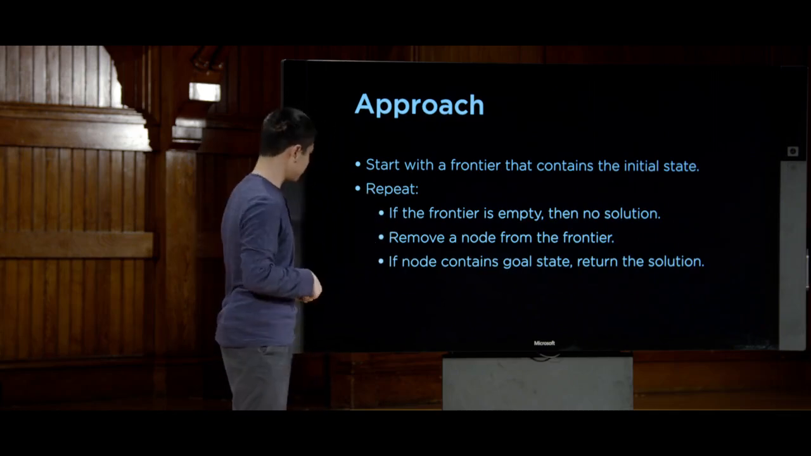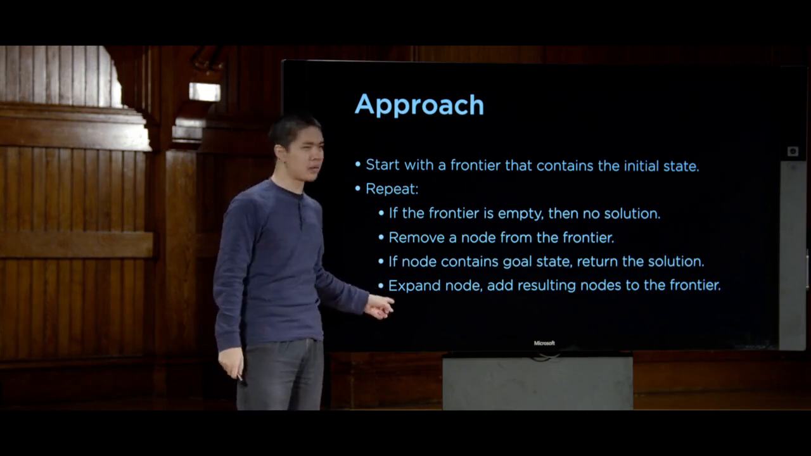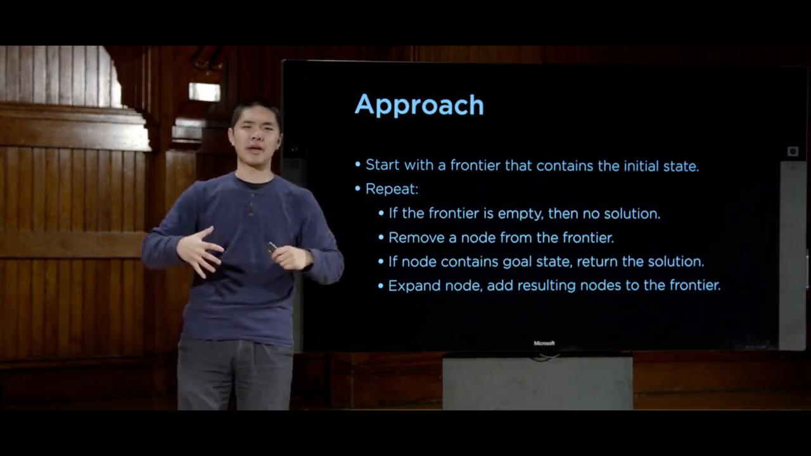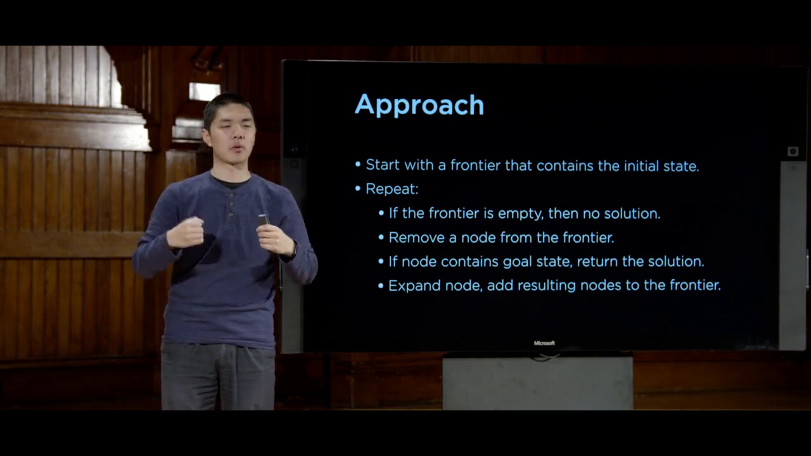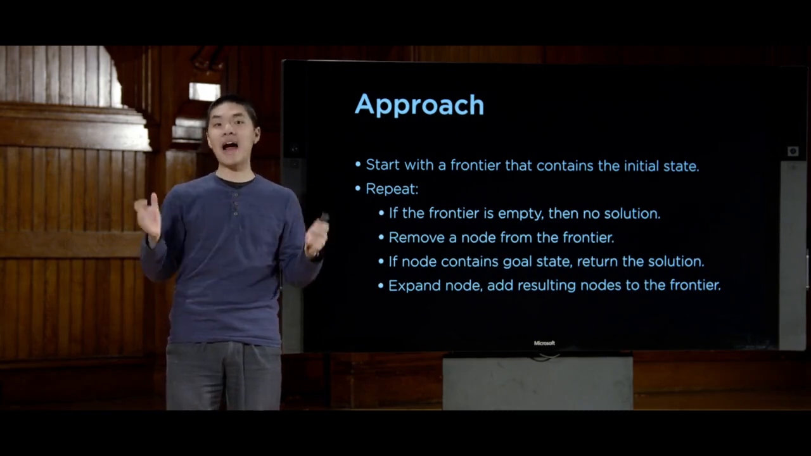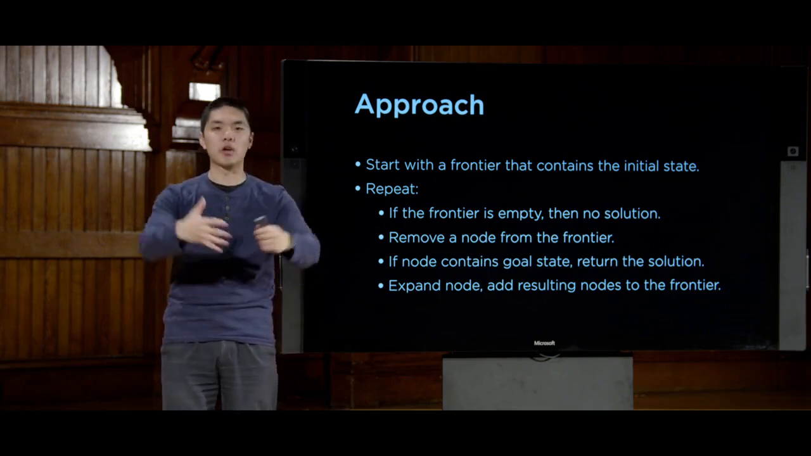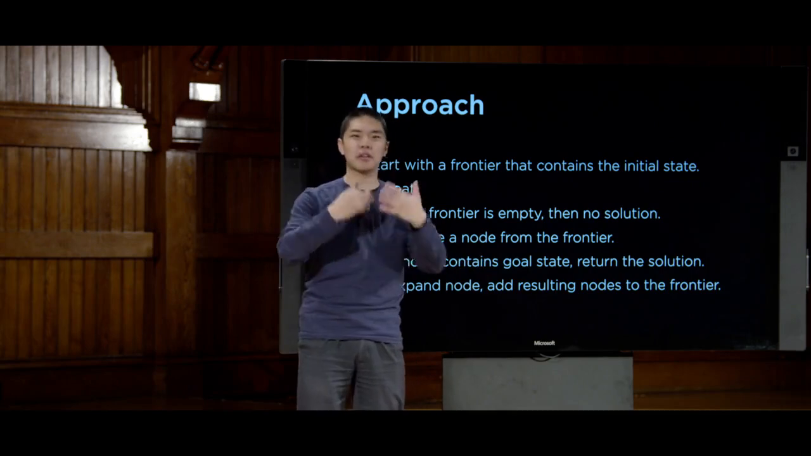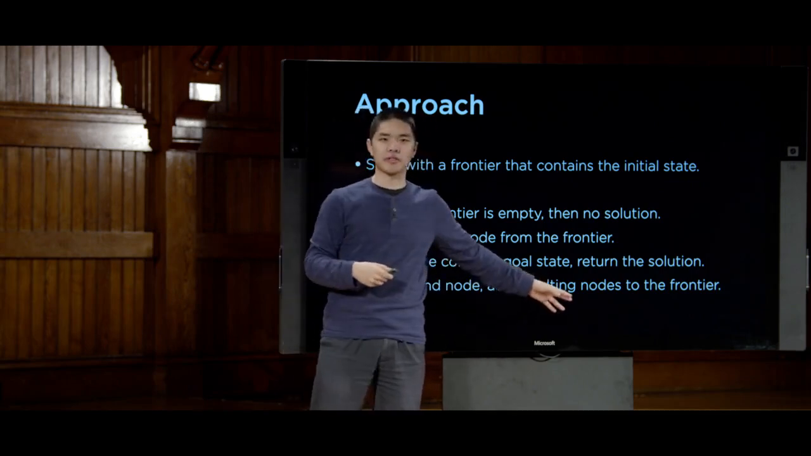Great, we're done. And otherwise, what we'll need to do is expand the node. And this is a term of art in artificial intelligence. To expand the node just means to look at all of the neighbors of that node. In other words, consider all of the possible actions that I could take from the state that this node is representing, and what nodes could I get to from there. We're going to take all of those nodes, the next nodes that I can get to from this current one I'm looking at, and add those to the frontier.